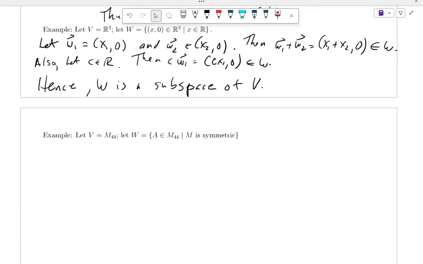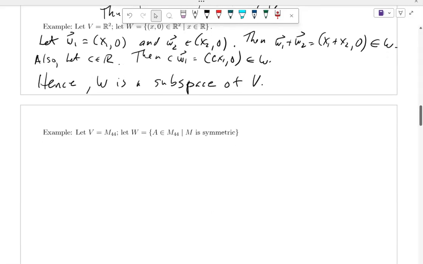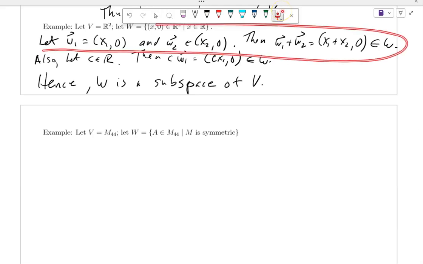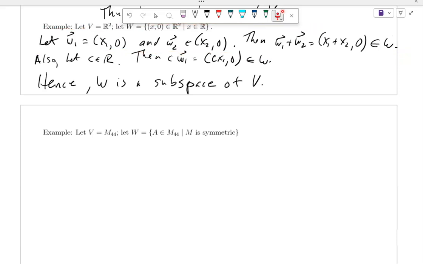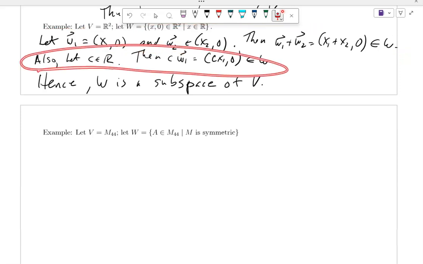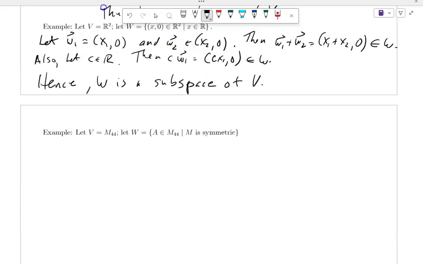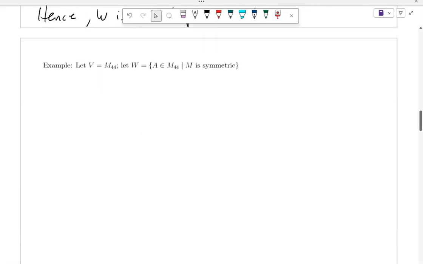All right, let's look at the next. Yes. Say it again. This part is closure under addition. This part is closure under scalar multiplication. Yep. Okay. All right. Let's look at the next one.